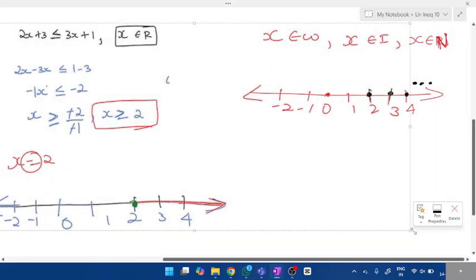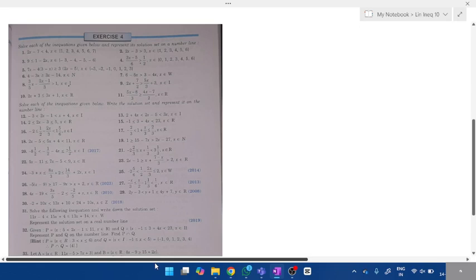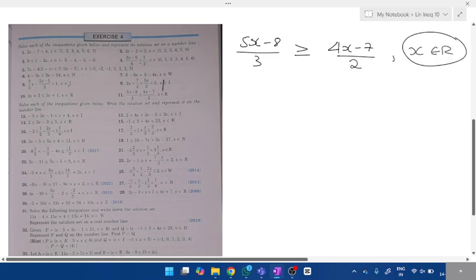Okay, try the next question, all of you. The 10th one is done. Try the 11th question, students. Same. R stands for real number. So for a real number, it should be a straight line.